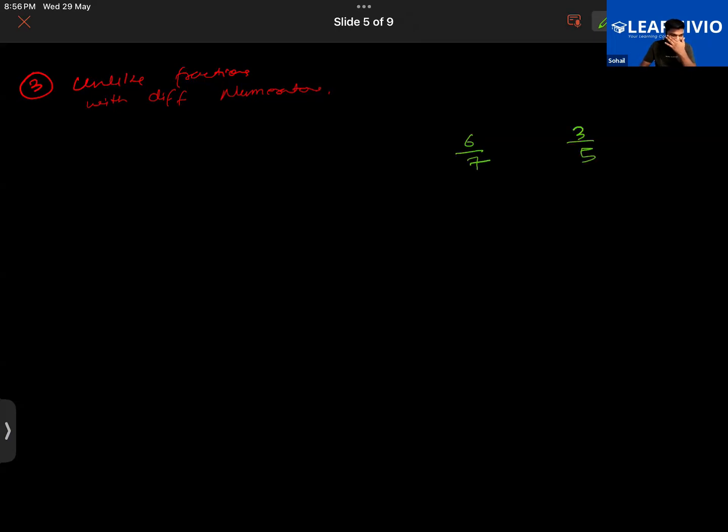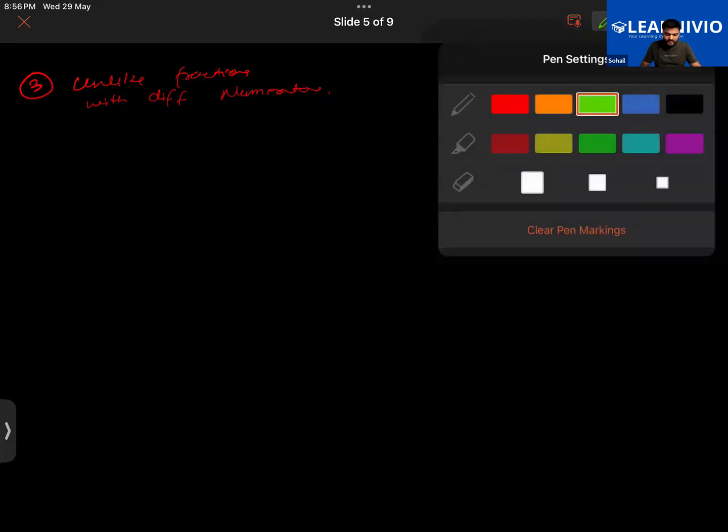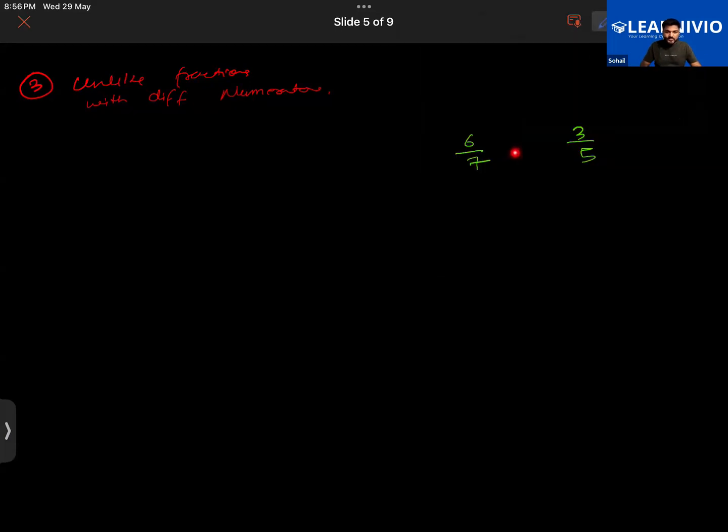Now in this case, what are we going to do? Now we are stuck here. Neither numerator nor denominator is same. So if the numerator and denominator both are different, then we have to make the denominator same. Denominator has to be made same by finding the equivalent fraction of both the fractions. You will find equivalent fraction of 6 upon 7 and 3 upon 5. And once you do that, then you will be comparing it. Have you understood what we are going to do? Yes. Okay.